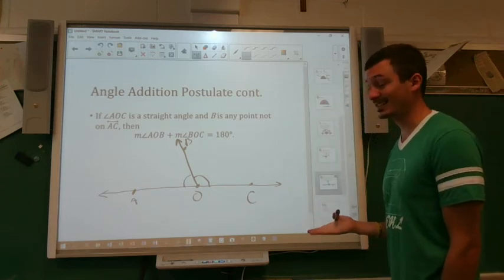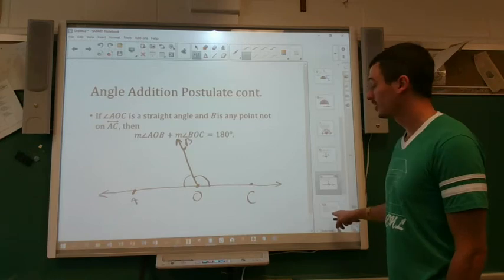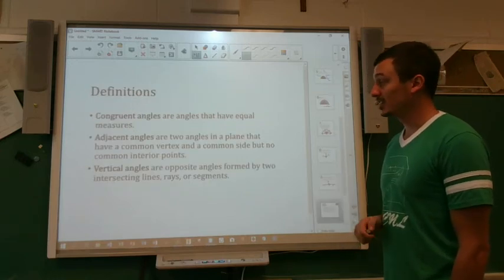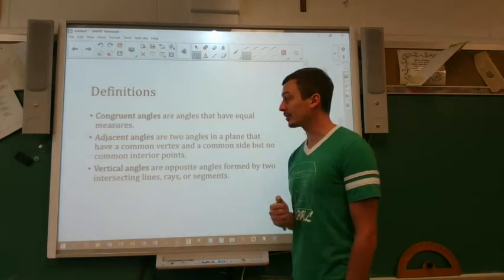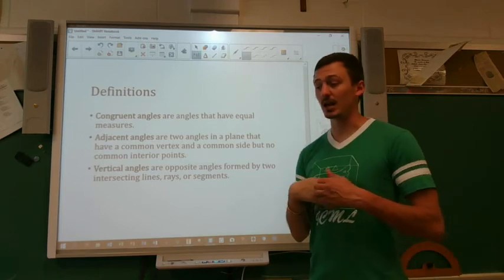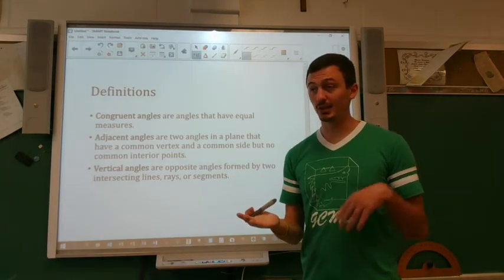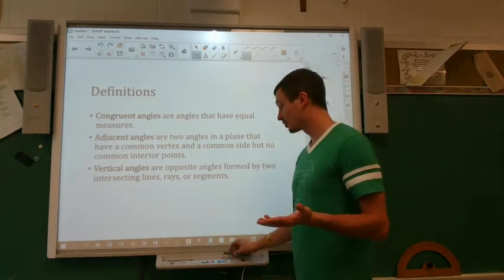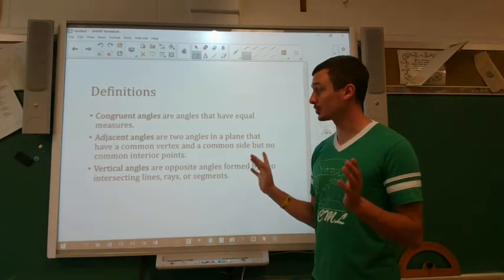Because AOC has to be a straight angle. A couple more definitions. Congruent angles are angles that have equal measures. Their measures are equal, the angles are congruent. So that's the difference between the two words.